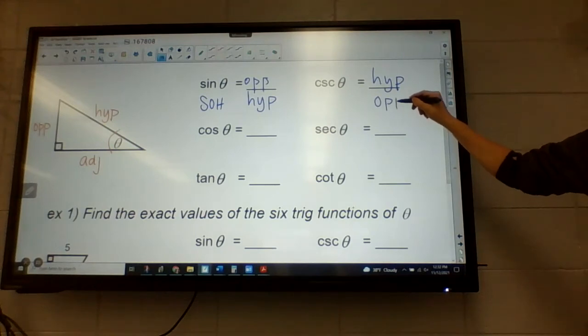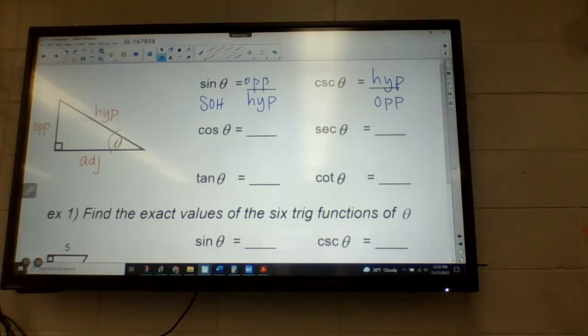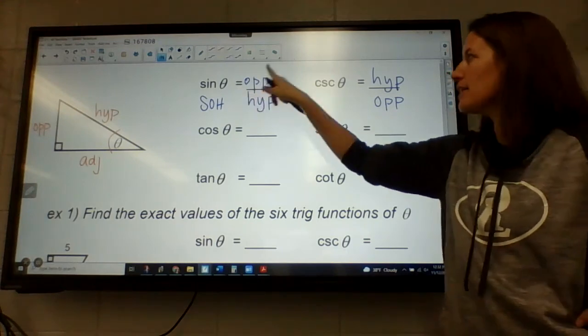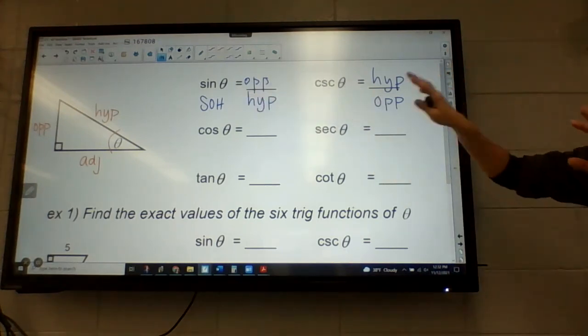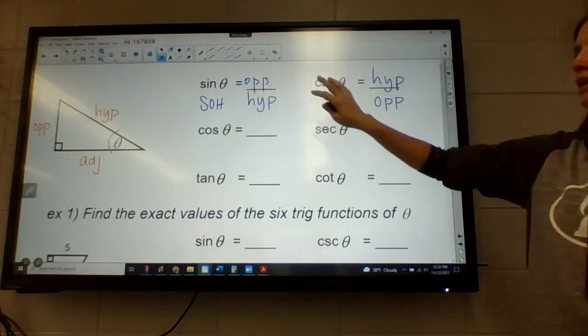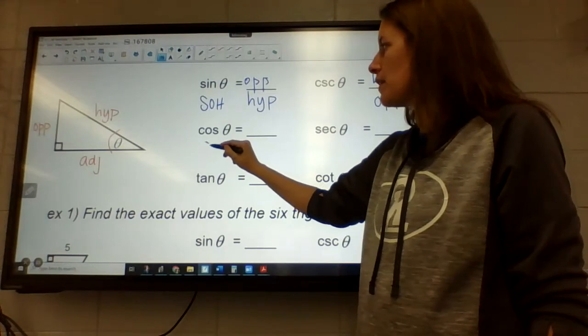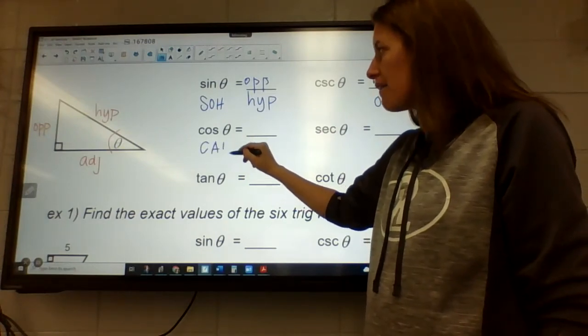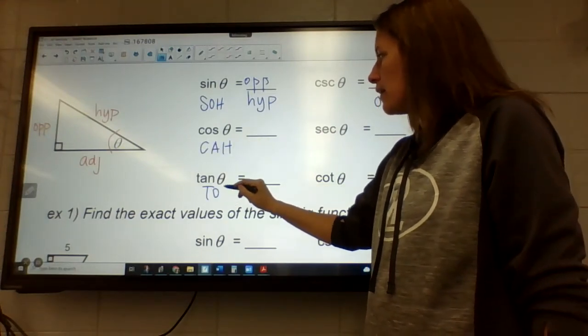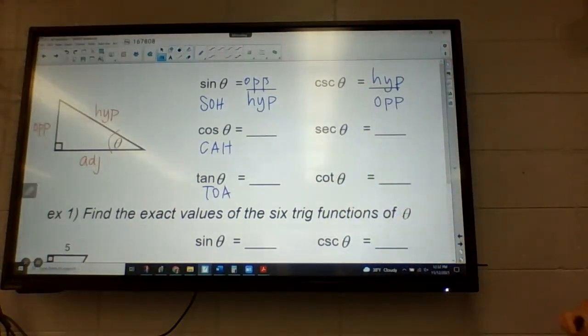I probably wouldn't suggest trying to learn an acronym for that one, so I wouldn't call it CHO. I would just remember that sine and cosecant go together, and you're typically going to write them both at the same time. So you're just going to flip it each time. I would stick with this acronym, and then just know that cosine and secant go together. Try to remember the one it goes with.